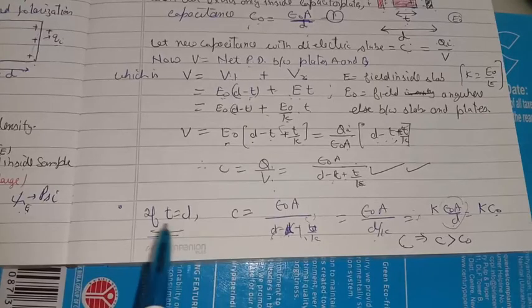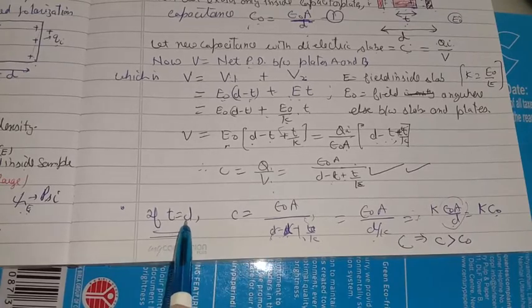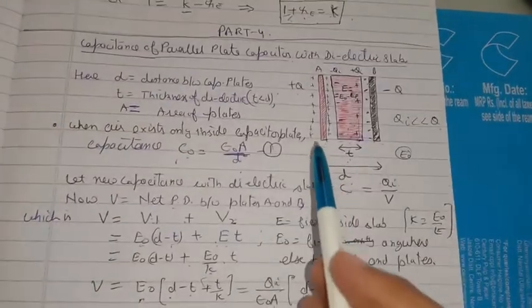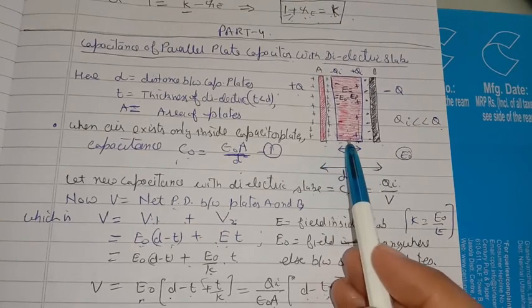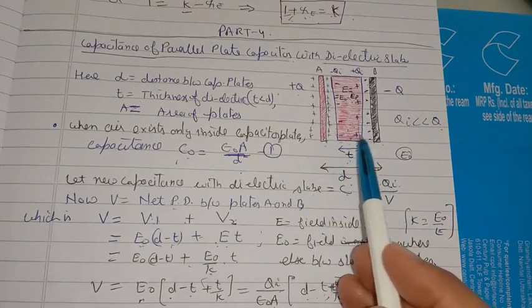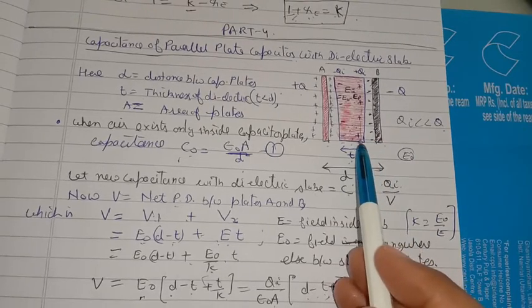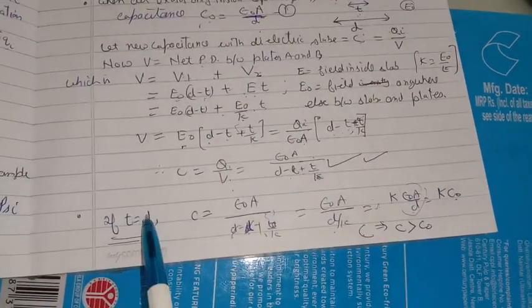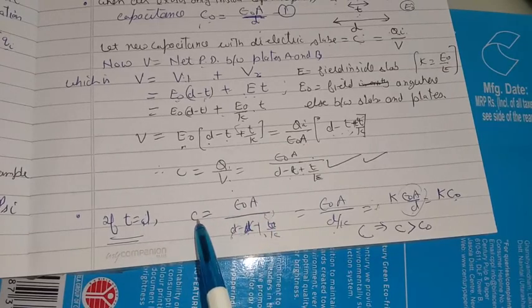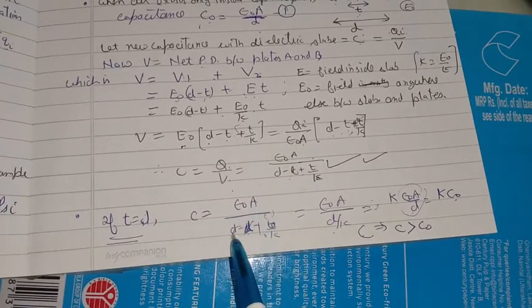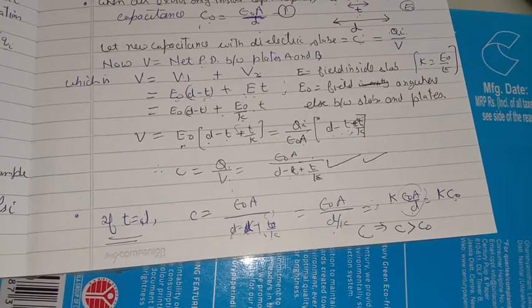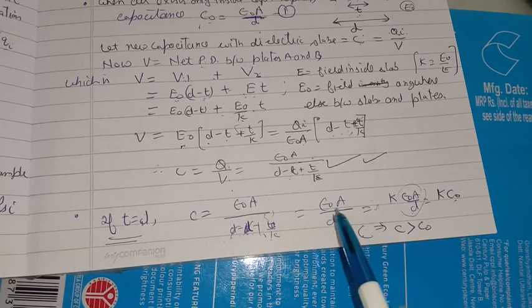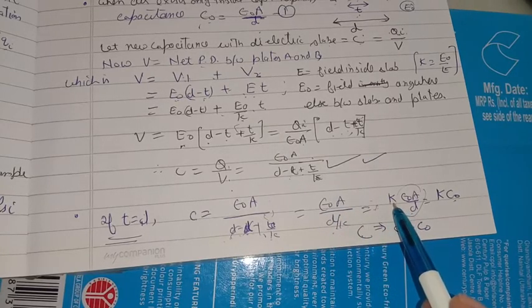Now if we make T equal to D, which means this dielectric material completely fills the space between the two metal plates A and B, what will happen to the capacity then? If we make T equal to D, then C will be equal to epsilon naught A divided by D minus D plus D by K. D and D get cancelled. We are left with epsilon naught A by D by K, or it is equal to K into epsilon naught A over D.